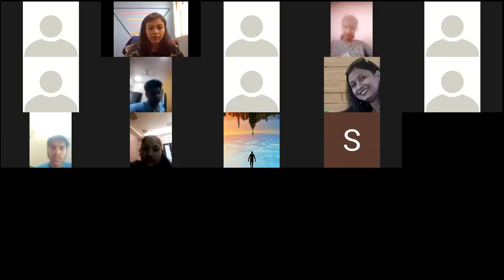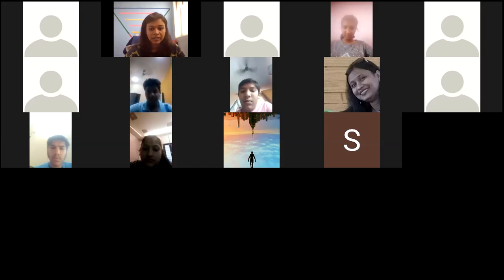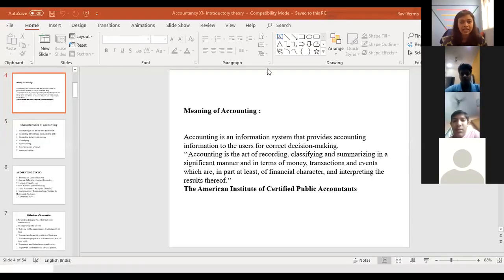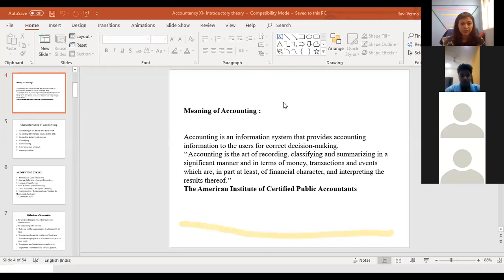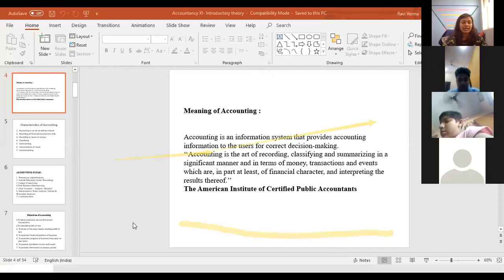So I will be sharing my screen, and I want an update if there is anyone who is unable to see the screen. Okay, I think everybody can see the screen now. Yes, ma'am. So since everybody can view the screen, we will be using it, and if you have any doubt, you can write it in the chat box, or you can unmute yourself and ask your question. So let's start with what is accounting.